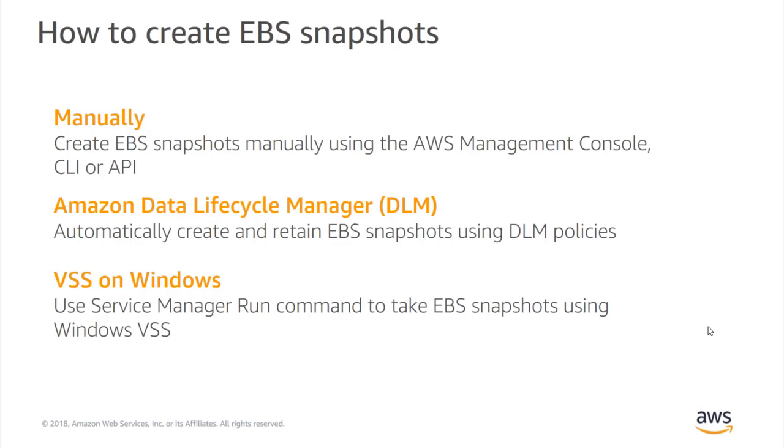For Windows instances, you can use the EC2 Service Manager and the run command to take snapshots through VSS, which is a Windows native process that allows volume backups to be performed in an application-consistent manner. In the next few slides, we'll talk in more depth about each of these methods.